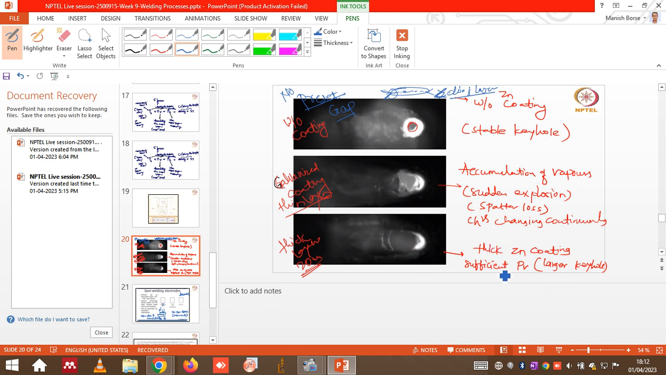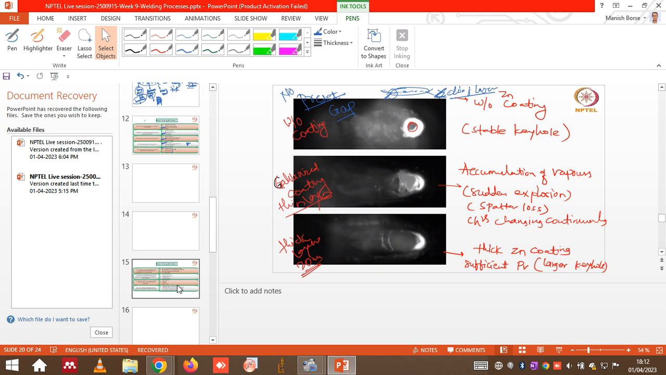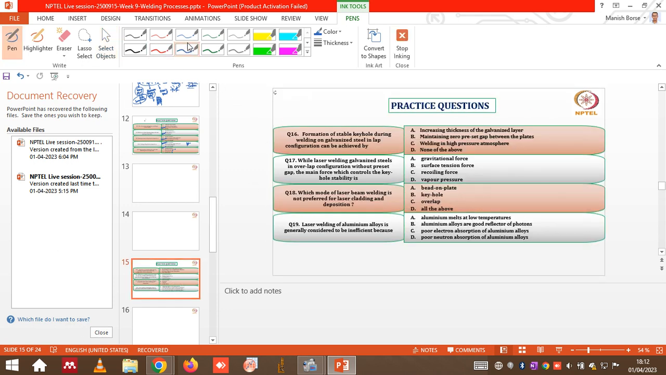These are the three case studies we have seen in the regular lectures that we can use to solve the question. So the formation of a stable keyhole during the welding of galvanized steel in the lab configuration can be achieved by increasing the thickness of the galvanized layer, right? In option B they said maintaining zero preset gap.